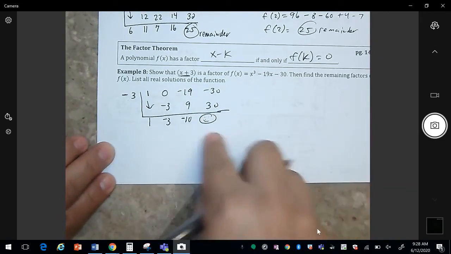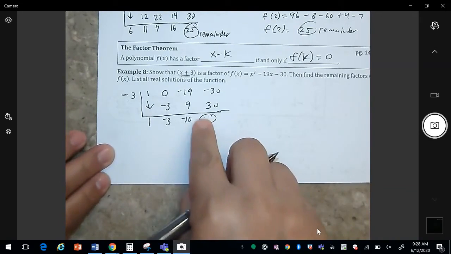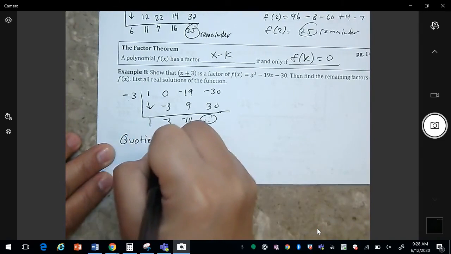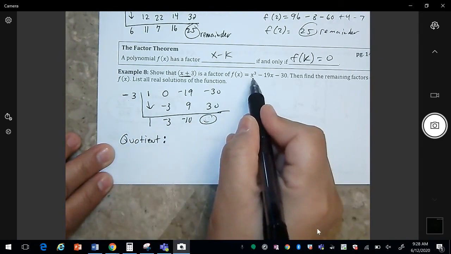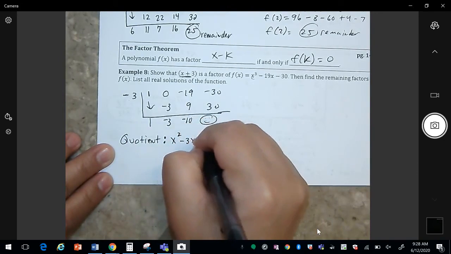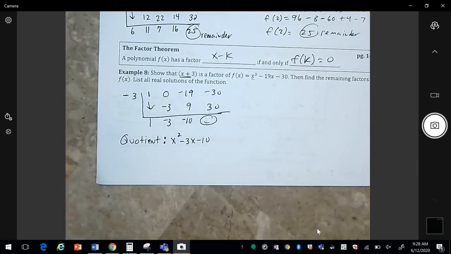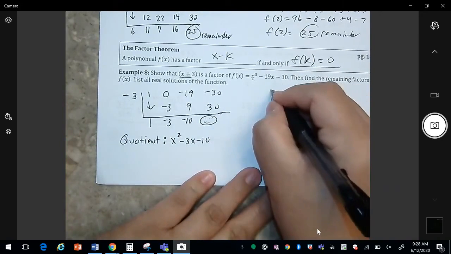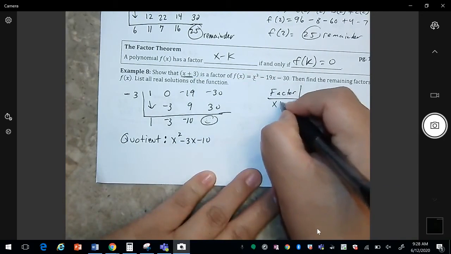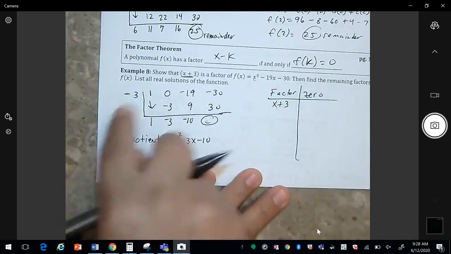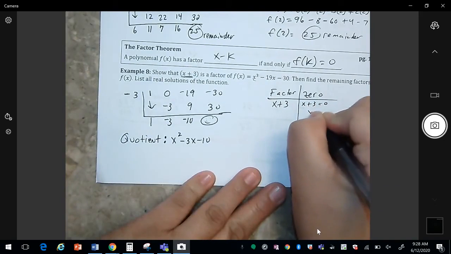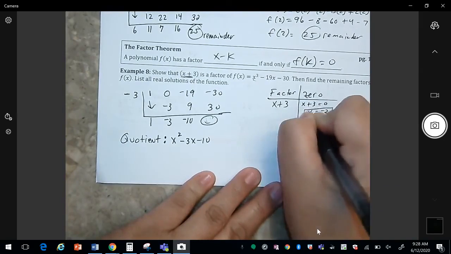As I mentioned before, having 0 here is a very good thing. So I can get my quotient. Remember, it's 1 less power, so if you started with x cubed, then we're going to start with x squared minus 3x minus 10. Since we got a remainder of 0, then I know that x plus 3 is going to be a factor. And basically, negative 3 is a 0. So x plus 3 is equal to 0. If you solve for that, you get your negative 3.